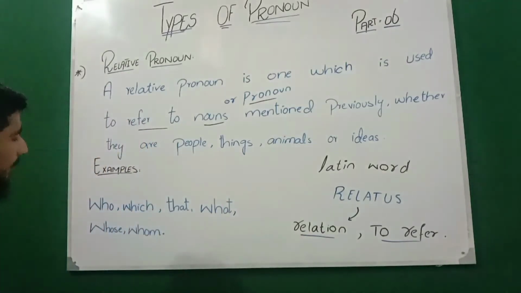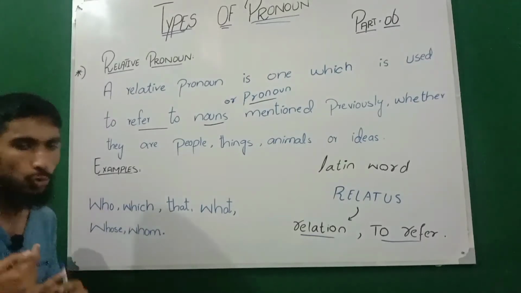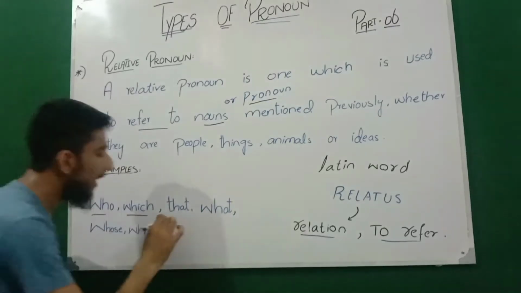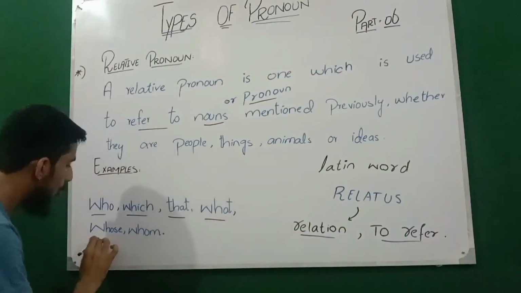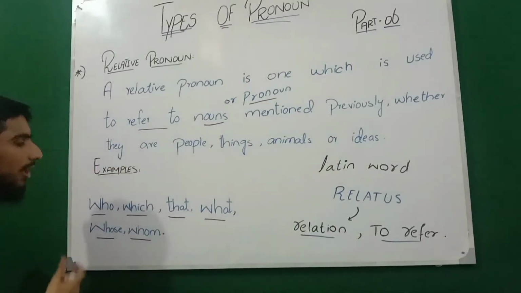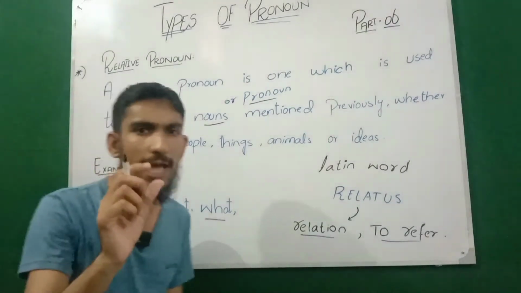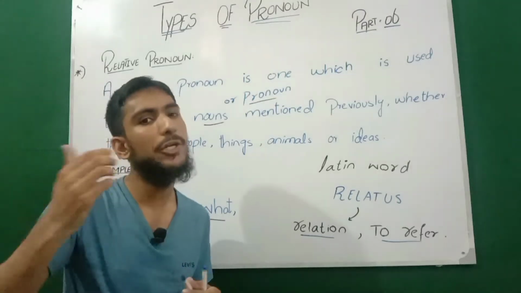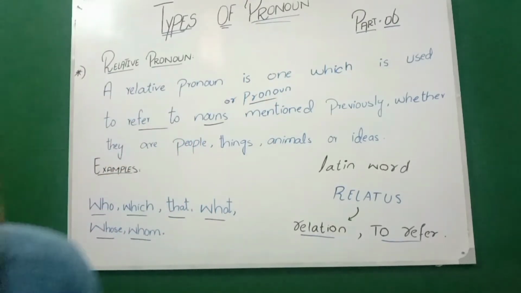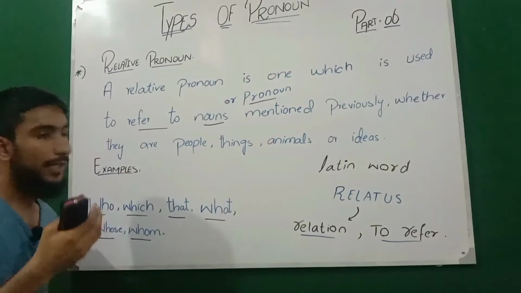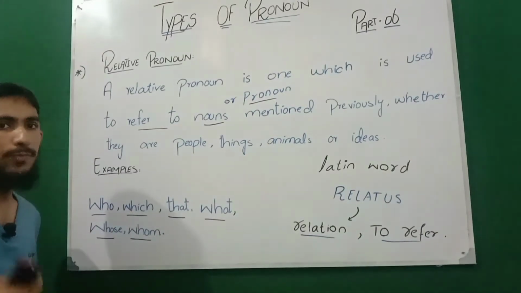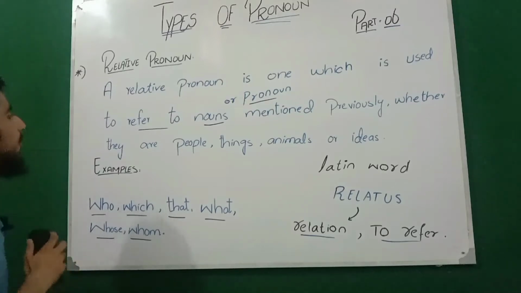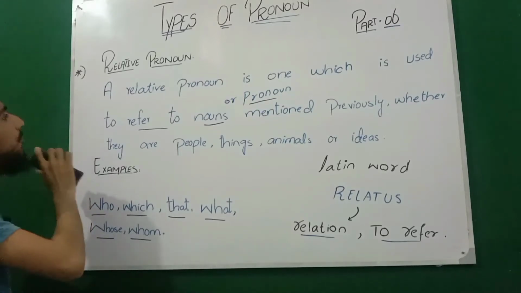Now look at examples of relative pronouns: who, which, that, what, whose, and whom. These are all relative pronouns. Through examples you will learn easily how a relative pronoun refers. I am giving you a short example. Take a screenshot of this, so you may have it saved in your mobile phones.